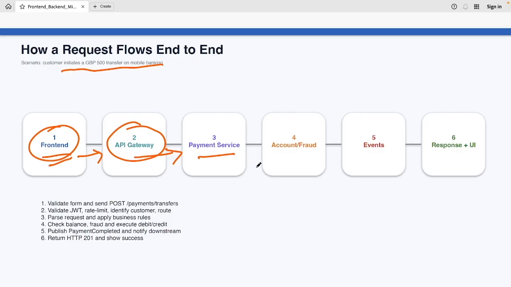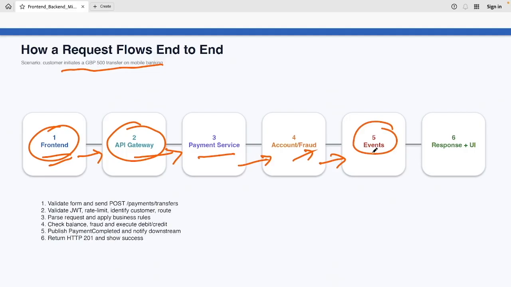Then the payment service will call the account service to confirm the balance and execute a debit and credit simultaneously, or in a sequence. It will call the fraud API or fraud service. Is this transaction flagged as suspicious? If the fraud service returns a block, the payment stops here. And then once the payment completes successfully, an event is published, for example, payment completed.